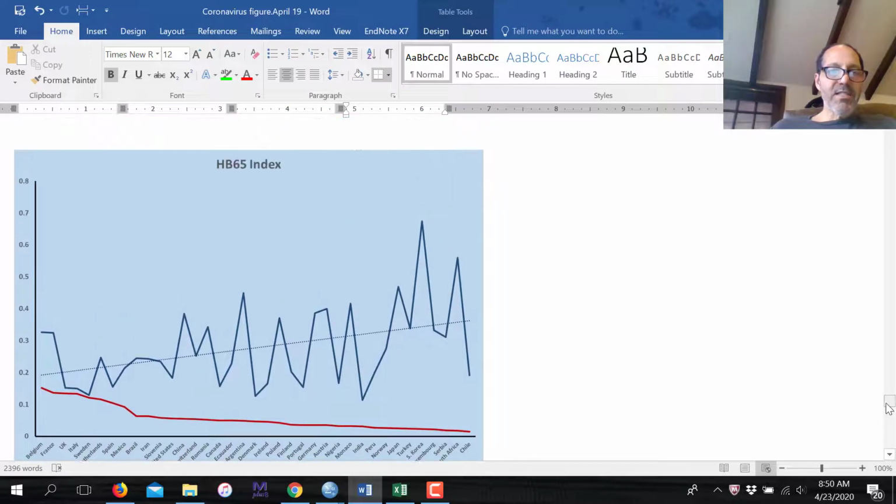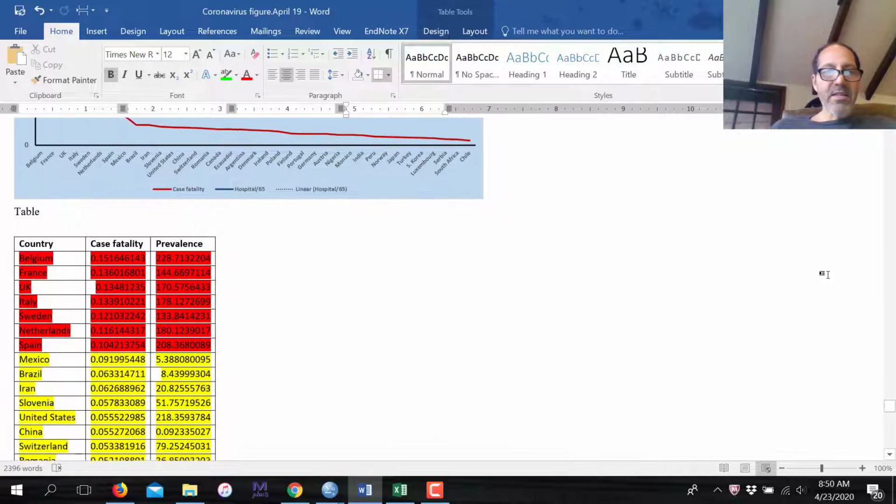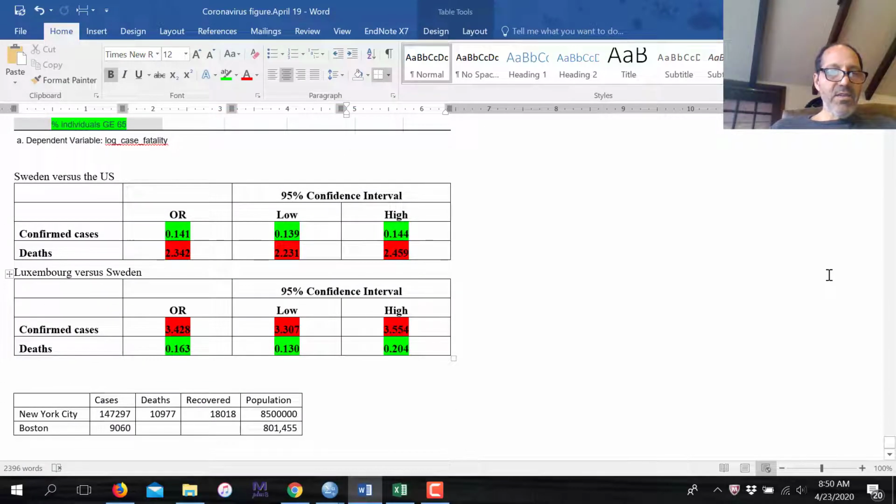So with this HB65 index, this is the hospital beds per 1,000 divided by the proportion of the population 65 and above. If you look at this, there's a clear inverse relation between this index and case fatality. And again, Sweden's up here. So that might explain something. In the U.S. we're somewhere around here. The United States is right here. So doing a little bit better, and that's confirmed by that case fatality odds ratio that I compared.